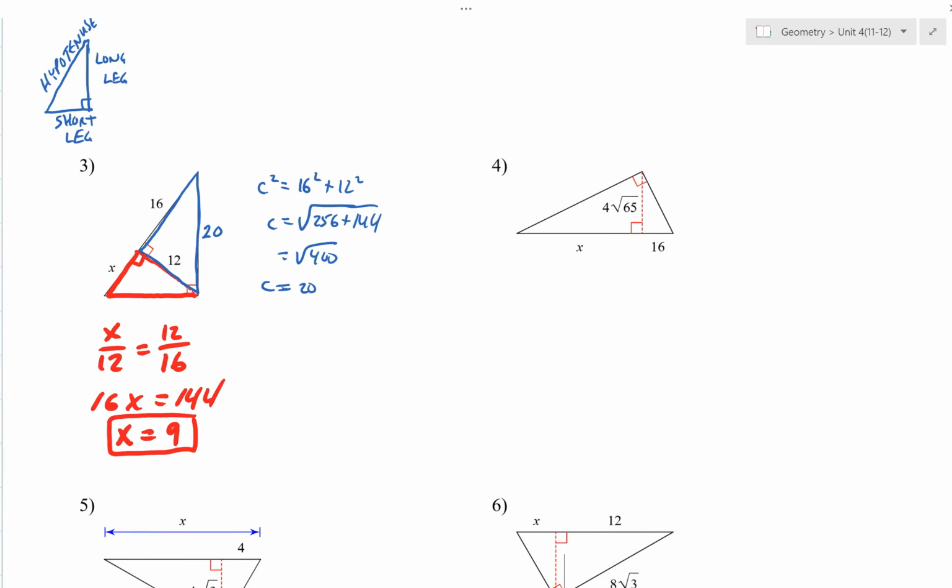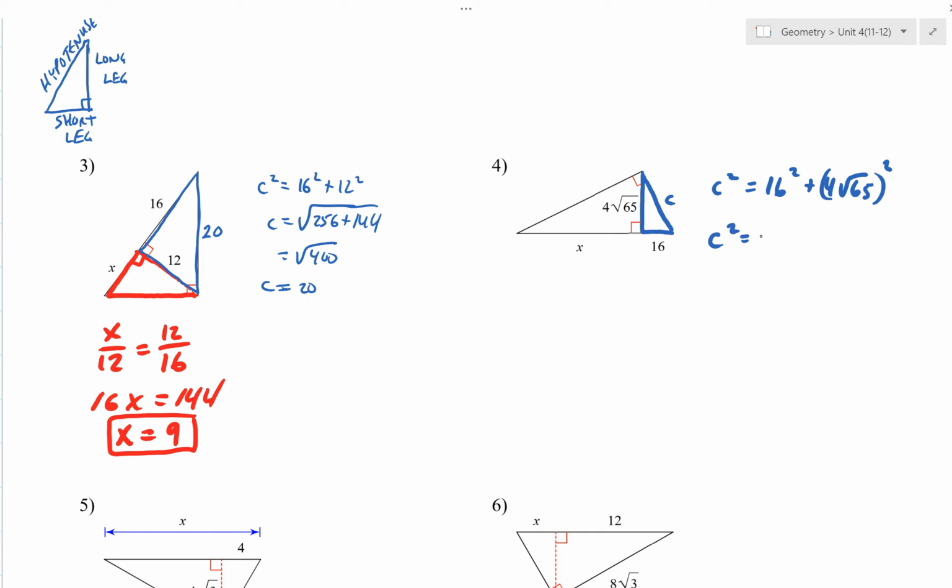Problem 4 is very similar. We have two sides of this right triangle, and so we can find the hypotenuse using the Pythagorean theorem. So c squared equals 16 squared plus 4 root 65 squared.